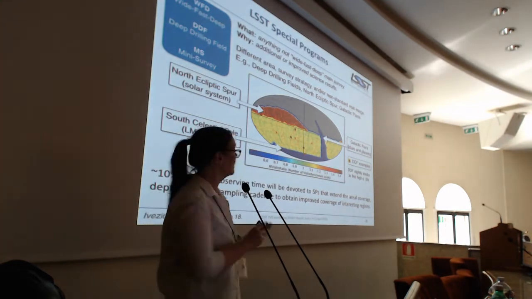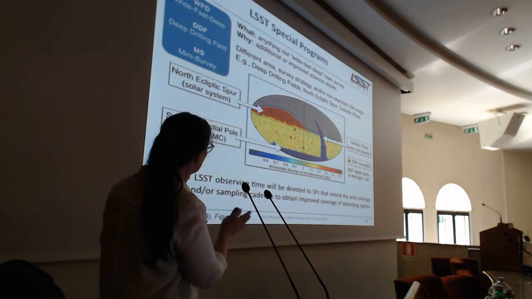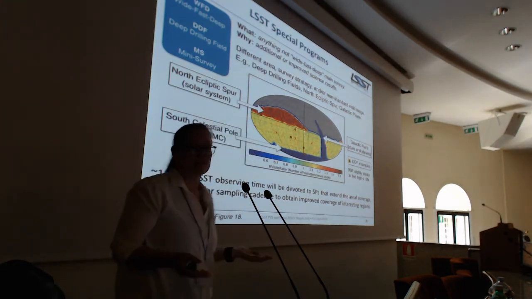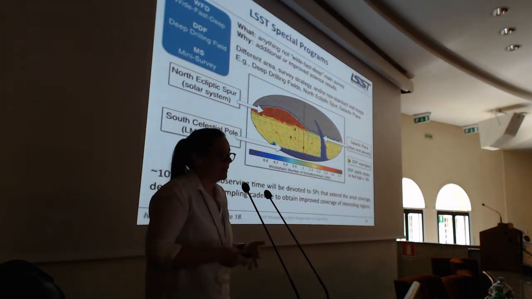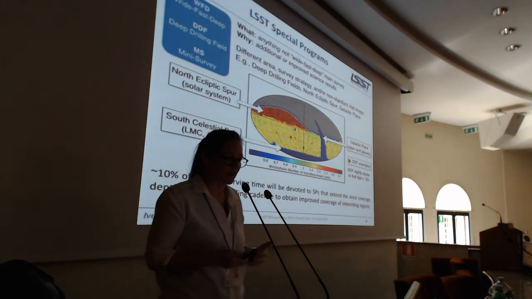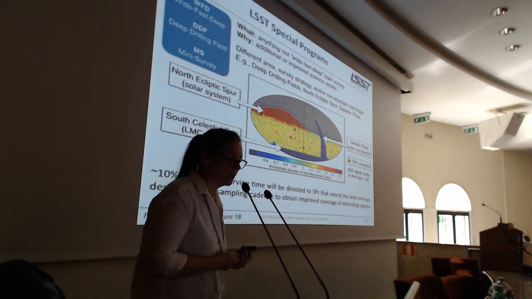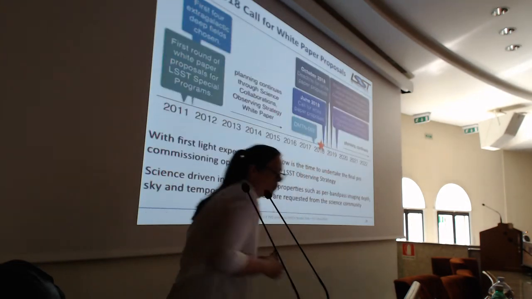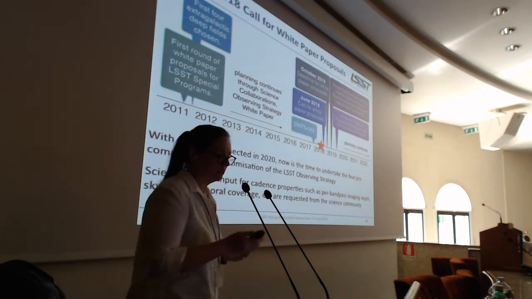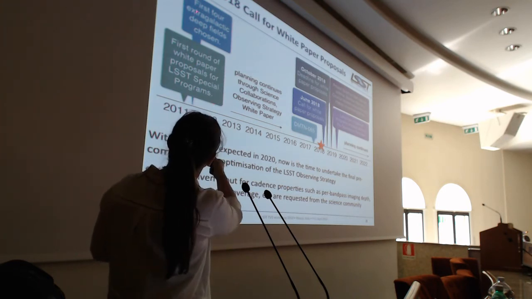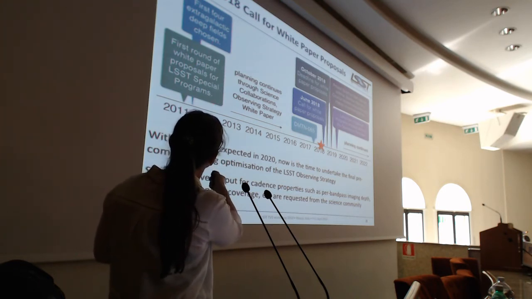Okay, I'm not going to go into detail on the special programs. You all know what they are. They're basically anything that's not the wide, fast, deep survey. And the idea is to improve the science, to cover different areas and to address different science use cases. There was a call for white papers back in 2011, which led to the definition of the first 4 extragalactic deep fields.